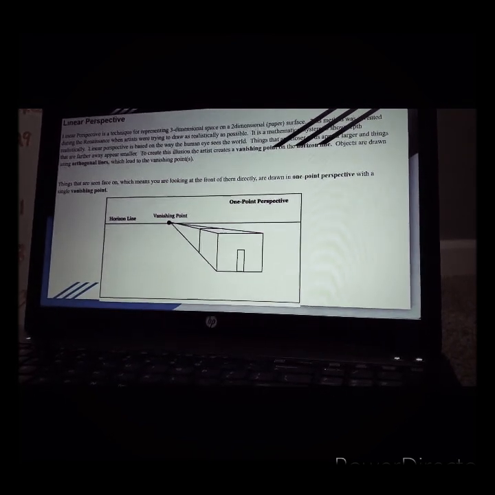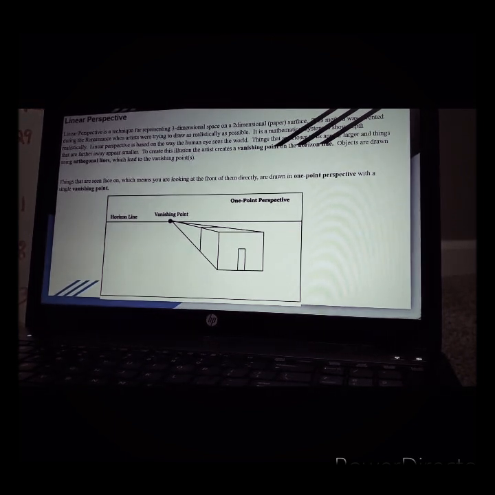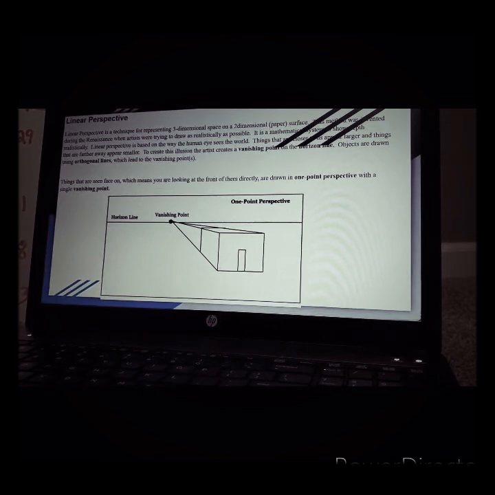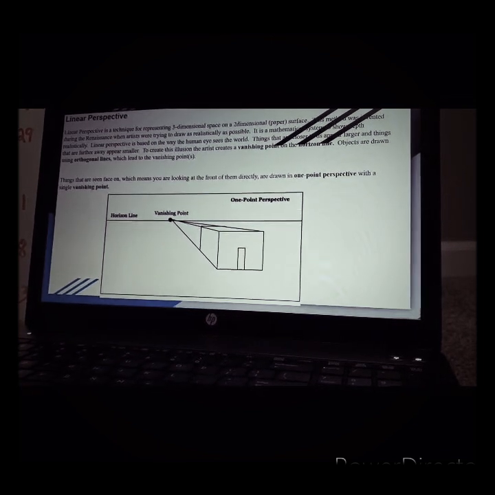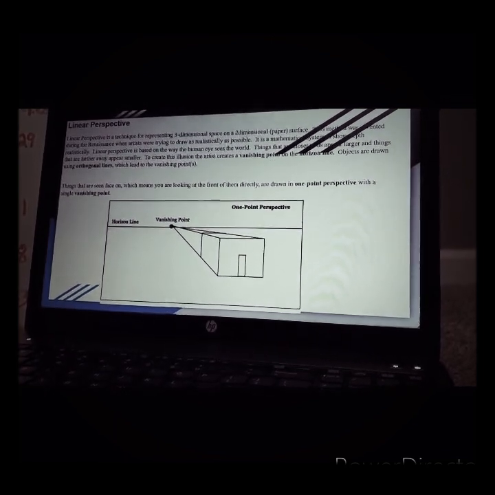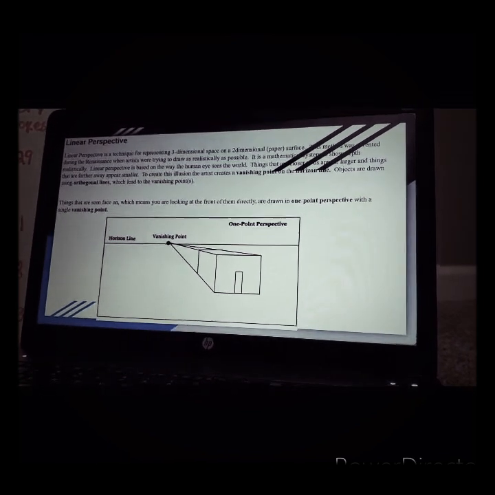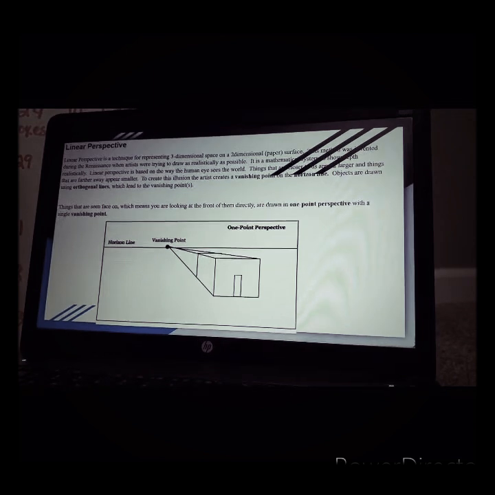To create this illusion, the artist creates a vanishing point on the horizon line. Objects are drawn using orthogonal lines which lead to the vanishing points or point. Things that are seen face on, which means you are looking at the front of them directly, are drawn in one-point perspective with a single vanishing point.